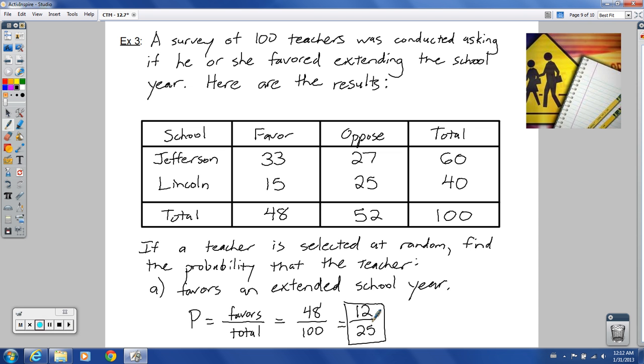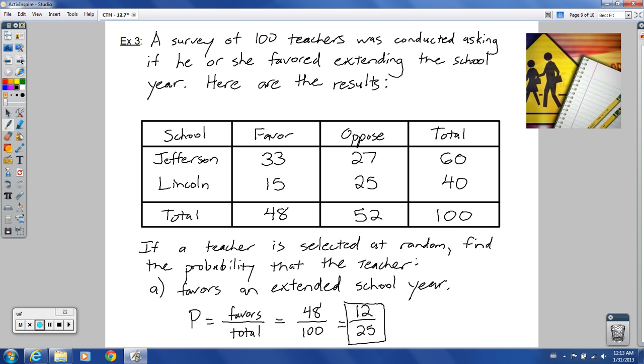If you were to write this as a percent, anything divided by 100 is always per 100, and so that would be 48% as well. We're going to write them as simplified fractions for right now, though. So let's say that this data was true. This is still going to hold true in the other parts that we're doing here. I think we're doing 3 more parts here.